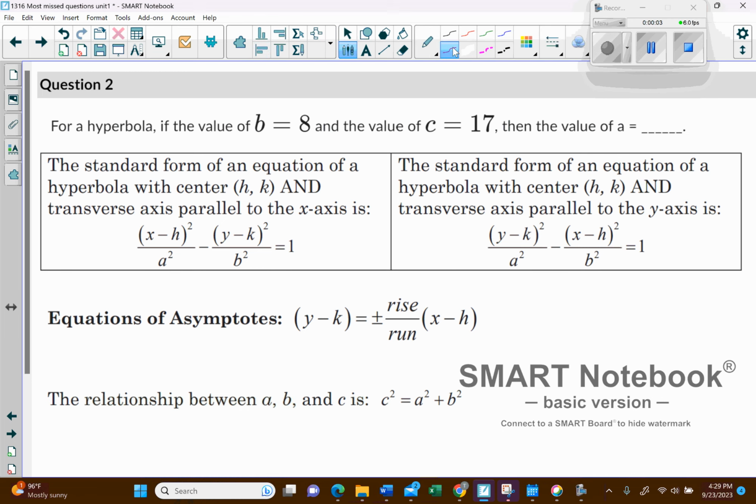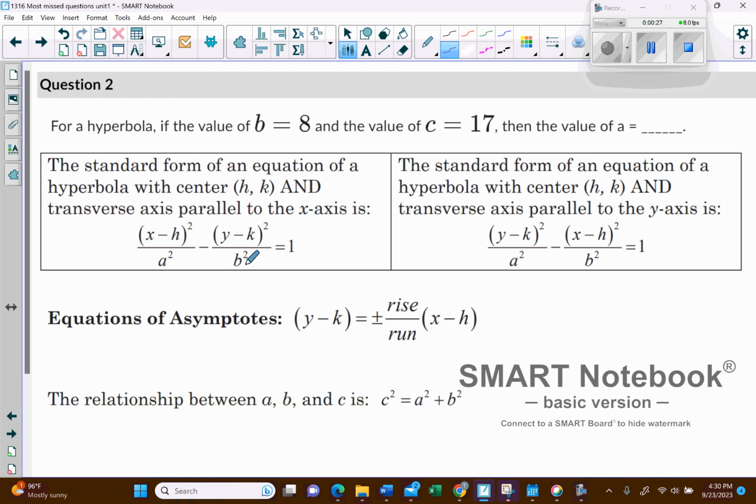Okay, here are the questions you asked about. On question two, it says for the hyperbola, if b is equal to 8 and c is equal to 17, then find the a value. I have the standard form of these equations and also the formula for the relationship between a, b, and c.